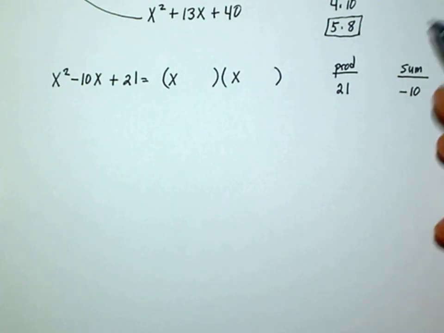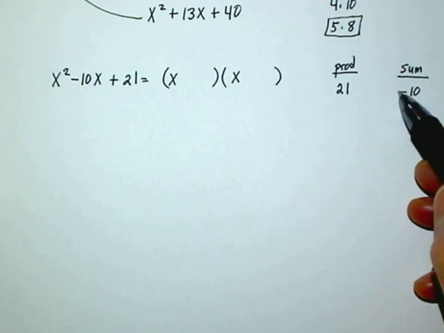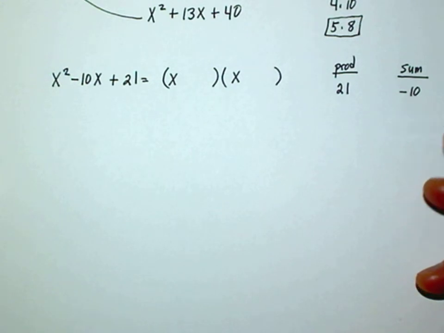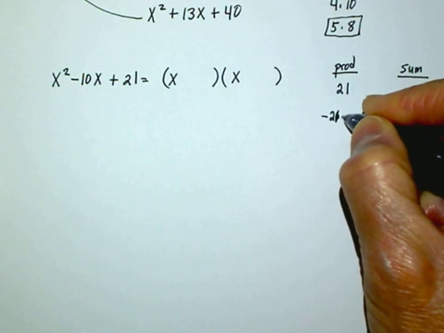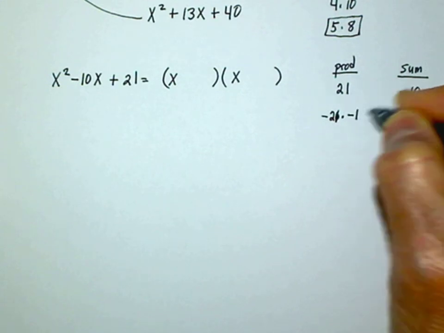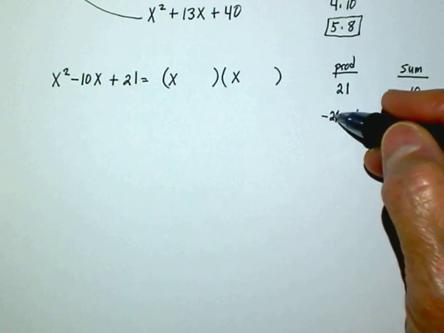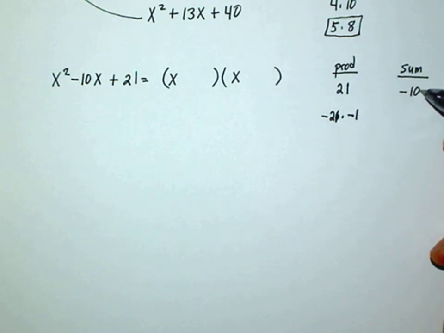If I multiply two positive numbers, I get a positive number. If I multiply two negatives, I also get a positive number. Well, the negative sum tells me that I'm going to need to use two negative numbers. Let's try negative 21 times negative 1. That gives me 21 when I multiply. If I add negative 21 to negative 1, I get negative 22. That does not match.